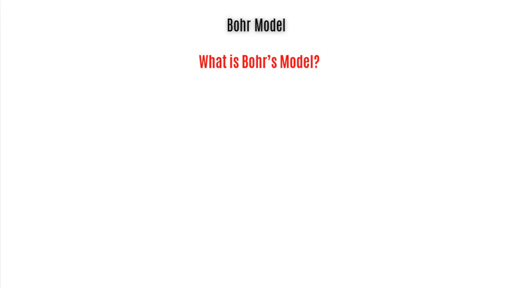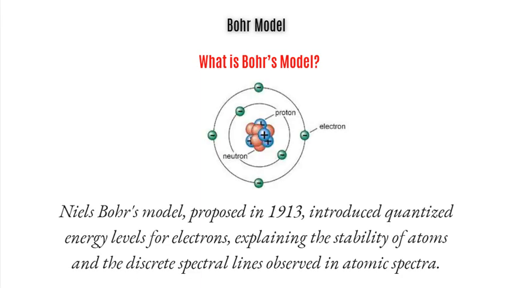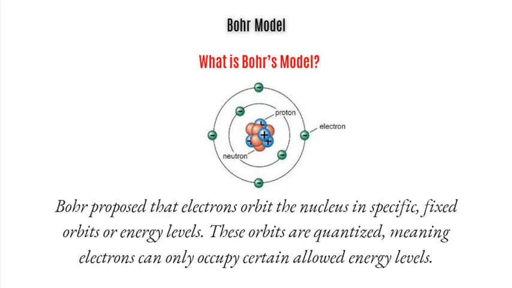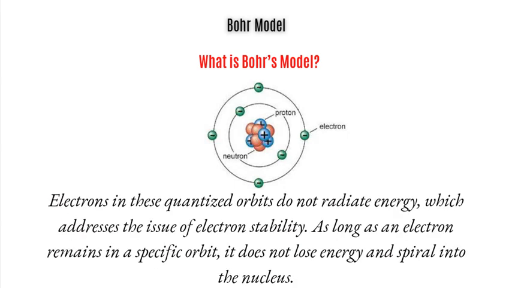What is Bohr's model? Niels Bohr's model, proposed in 1913, introduced quantized energy levels for electrons, explaining the stability of atoms and the discrete spectral lines observed in atomic spectra. Bohr proposed that electrons orbit the nucleus in specific fixed orbits or energy levels. These orbits are quantized, meaning electrons can only occupy certain allowed energy levels. Electrons in these quantized orbits do not radiate energy, which addresses the issue of electron stability. As long as an electron remains in a specific orbit, it does not lose energy and spiral into the nucleus.